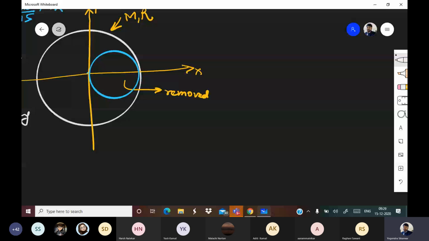Okay. Now, how much is value of I complete? So let me write it here very simply. I complete is nothing but 2 by 5, because it is a solid sphere, into capital M into capital R square. Now, suppose M1 is mass of the removed part.